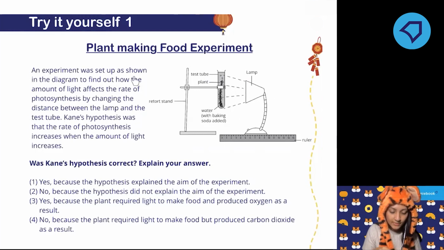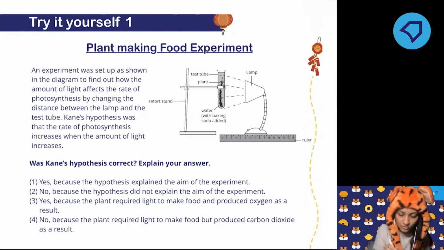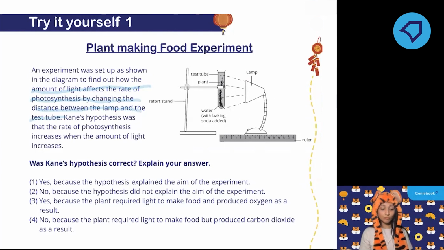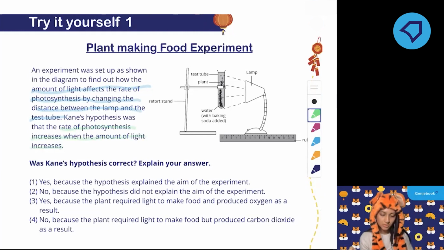So the experiment was set up as shown, to find out how the amount of light affects the rate of photosynthesis by changing the distance between the lamp and the test tube. Let me highlight the aim of the experiment first. So this student called Kane said that the hypothesis is the rate of photosynthesis increases when the amount of light increases. So now the question is this. Is Kane's hypothesis correct? Explain your answer.